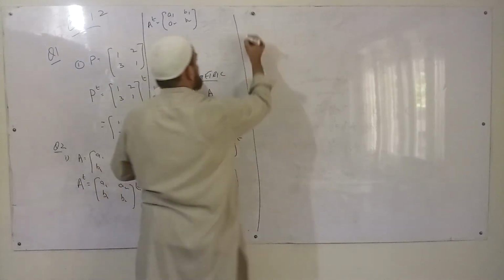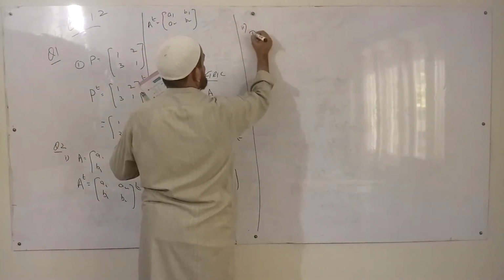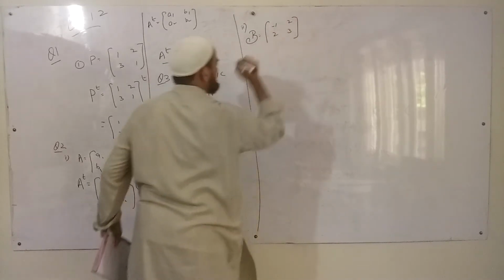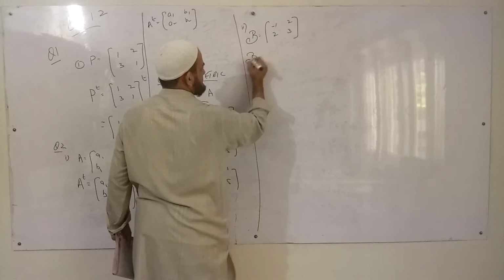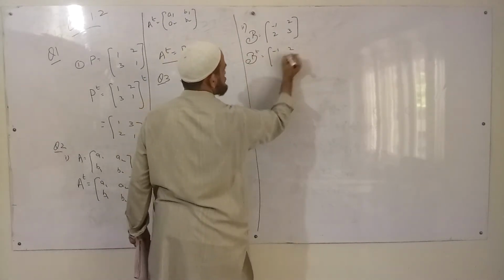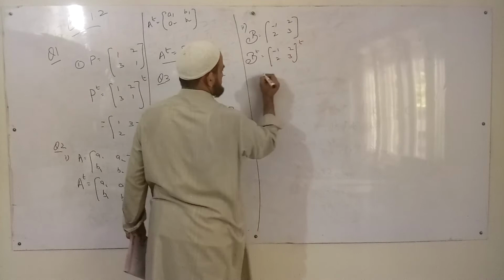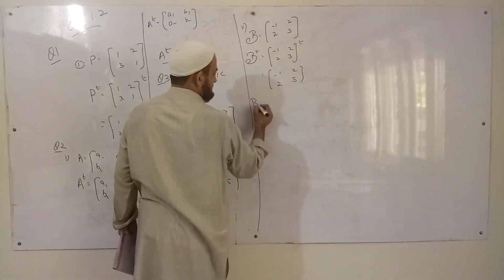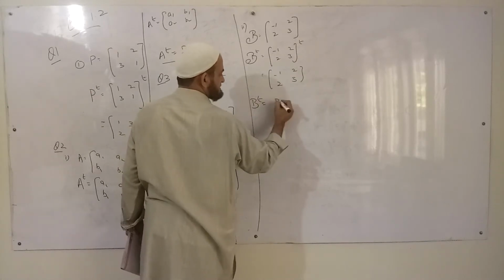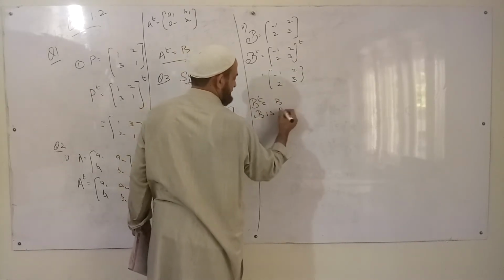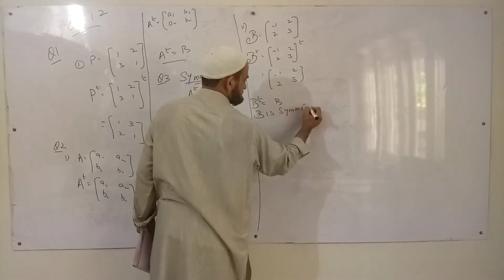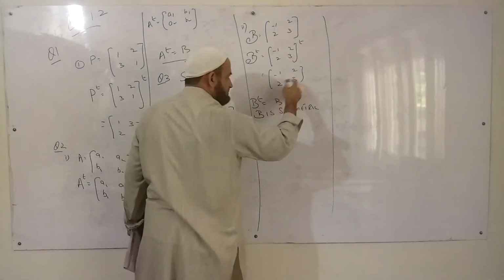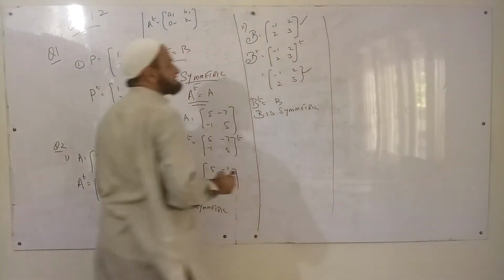Now, we do one question more. Part 2. B is given: minus 1, 2, 2 and 3. We take their transpose. B transpose is equal to minus 1, 2, 2 and 3. First row becomes first column, second row becomes second column. Now B transpose, we get B again. It's a symmetric matrix. B is symmetric, because when we take the transpose of B, we get B again, because this matrix and this matrix are the same.